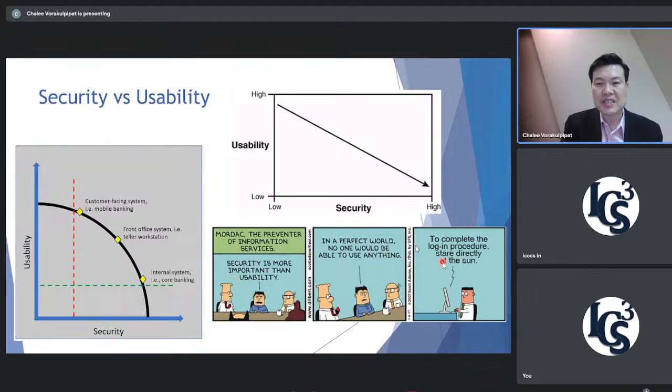And on the right-hand side, it's just a joke: the person in the middle says that security is more important than usability because he is an IT guy. And he said, in the perfect world, no one would be able to use anything. Because the most secure system is a system that no one can use. It's just a joke. Something like, to come to look at the password, just look directly at the sun. Yeah, it is impossible, right?